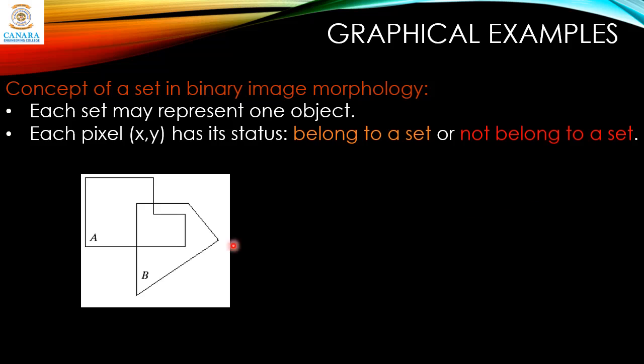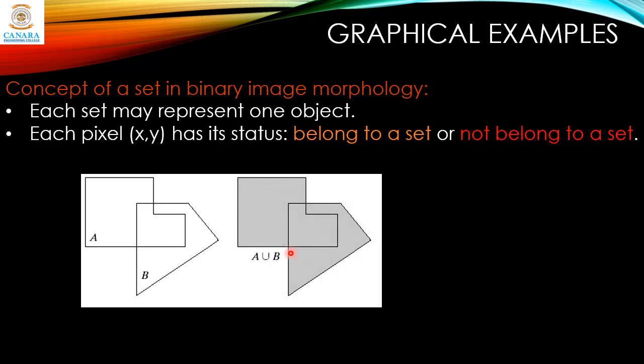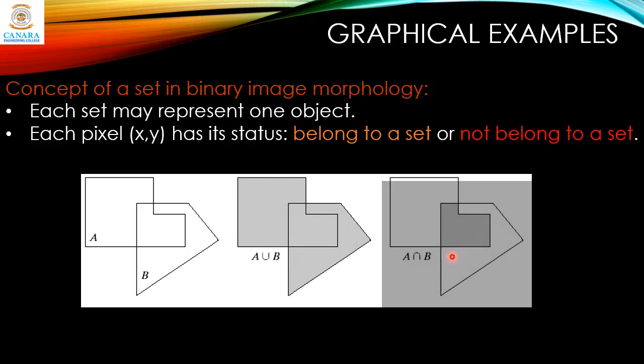So there are two sets A and B. Now if you consider A union B, the entire area covered by these two sets is shown, marked as gray. Now for intersection, A intersection B, the common or overlapping area between sets A and B is highlighted here. So this part highlights A intersection B. A union means the entire area, including the overlapping part and the A and B parts of the objects, and here only the overlapping area.